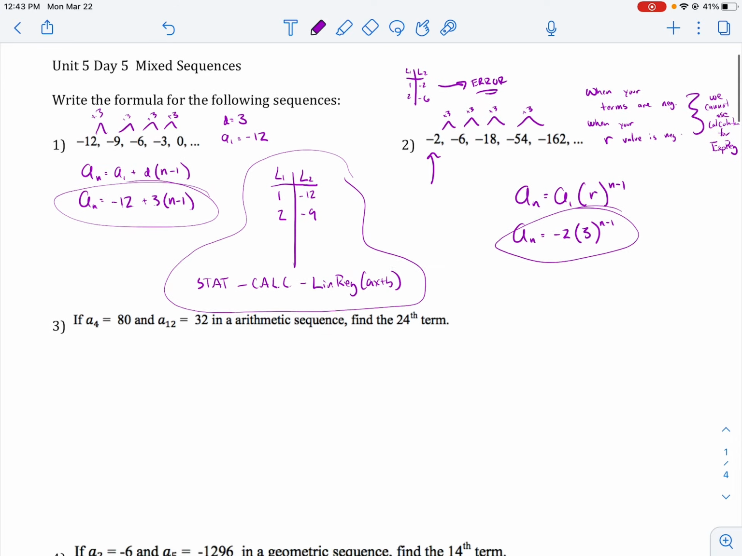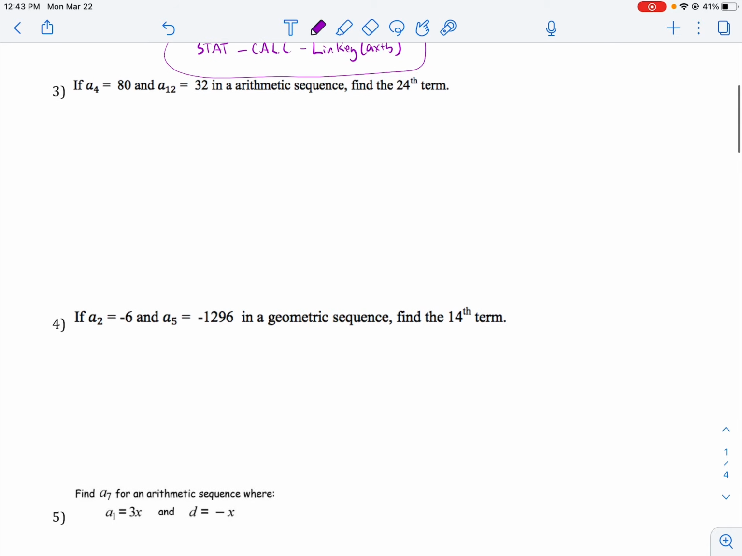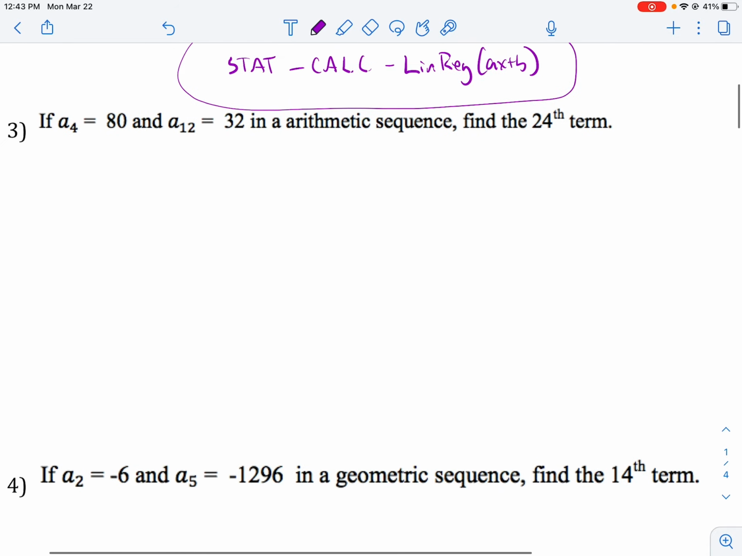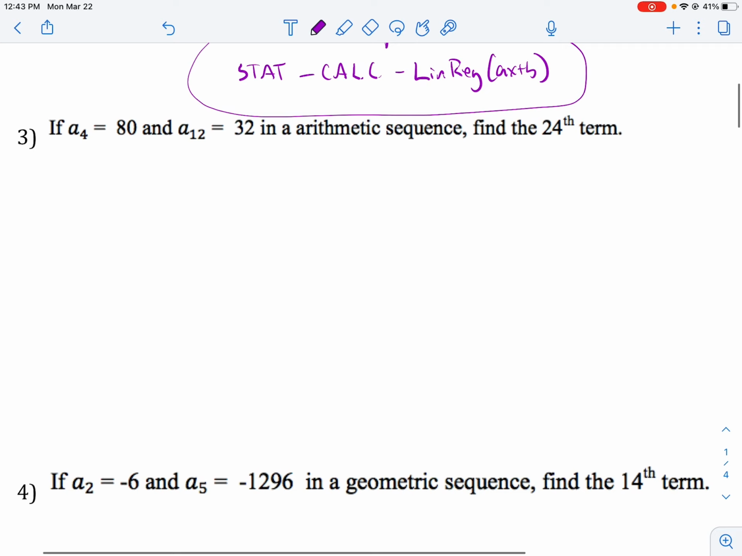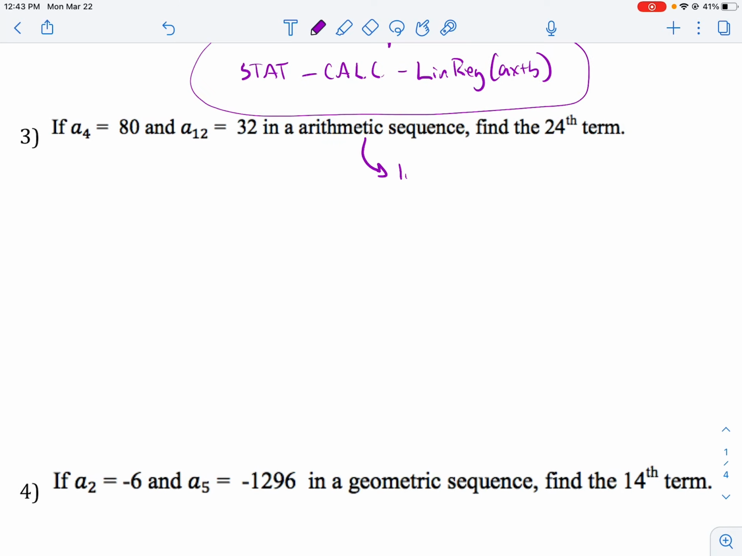Okay, let's take a look at number 3. Number 3 and 4 are very similar, except one's arithmetic and one's geometric. Now remember, arithmetic sequences are linear in nature, which means these sequences are increasing or decreasing by a constant amount, kind of like our slope, right? Our common difference, or our d-value, is almost like the slope from a linear equation. Not almost, it is, right?